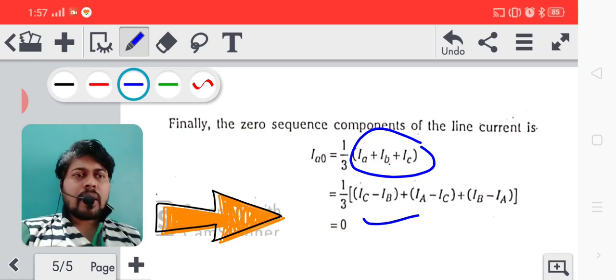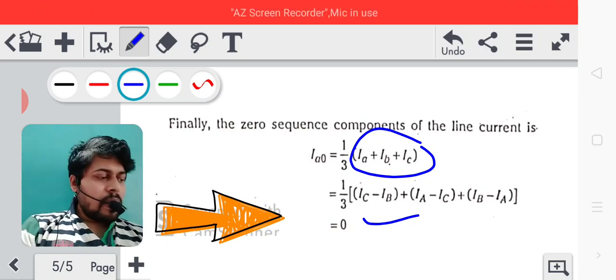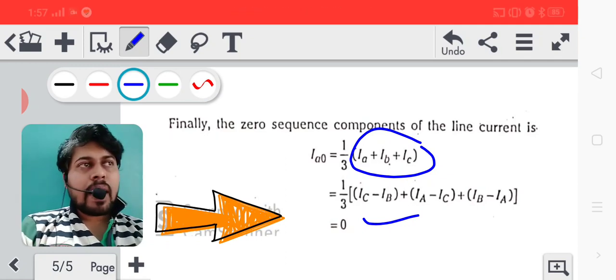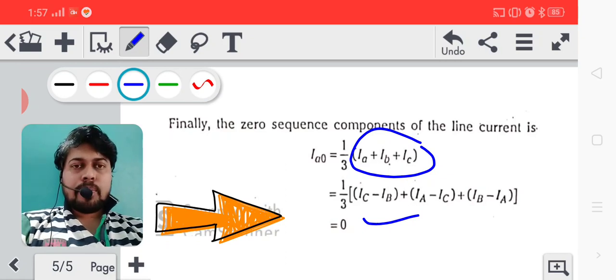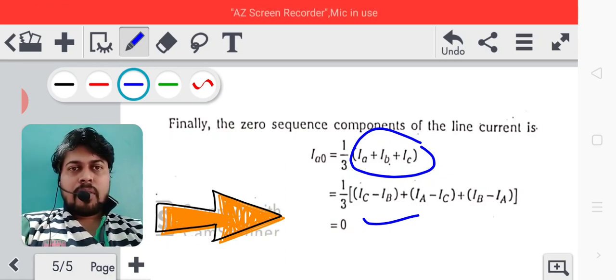And hence these are the relations between the sequence components of the phase and line currents in a delta connected system.